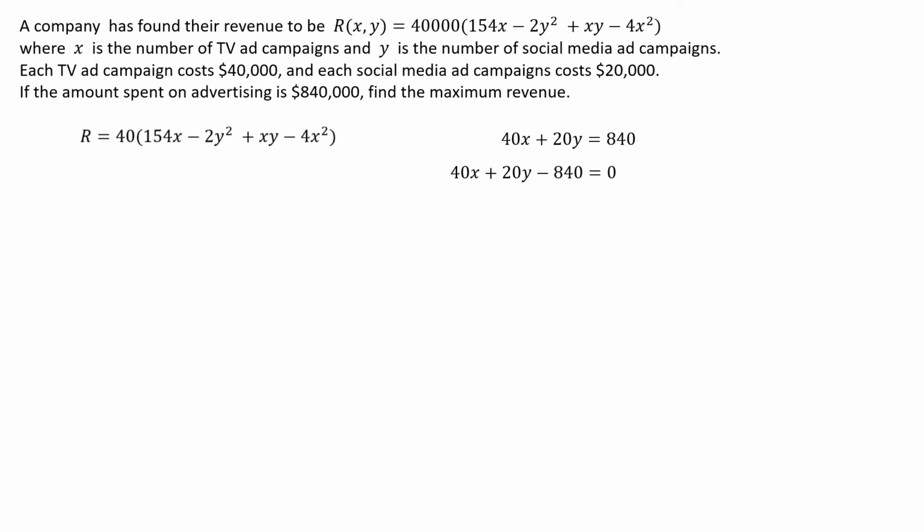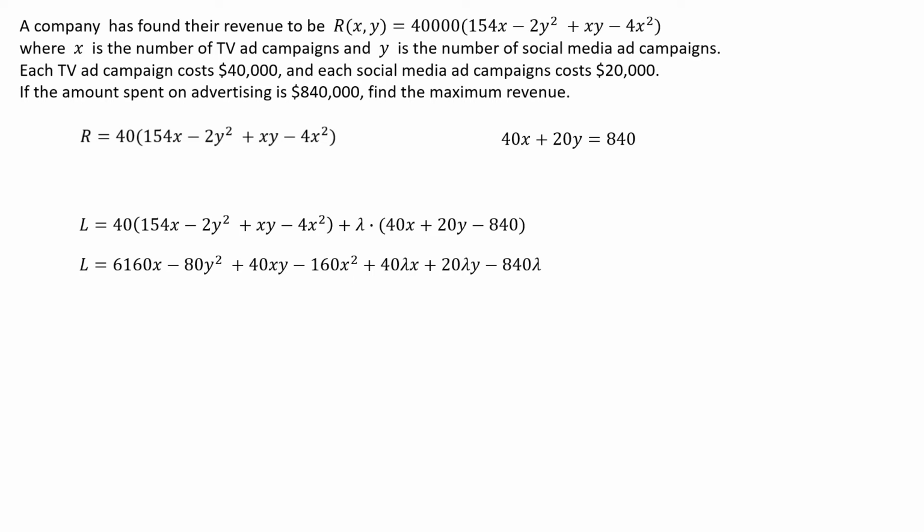I took the constraint equation and set it equal to 0, as one does, in order to set up the Lagrange function. And now it's just a matter of algebra and partial derivatives. I distributed the 40 and distributed the lambda. And as usual, took my 3 partial derivatives, and I am now about to set them equal to 0. I recommend hitting pause and confirming that the partial derivatives are correct.